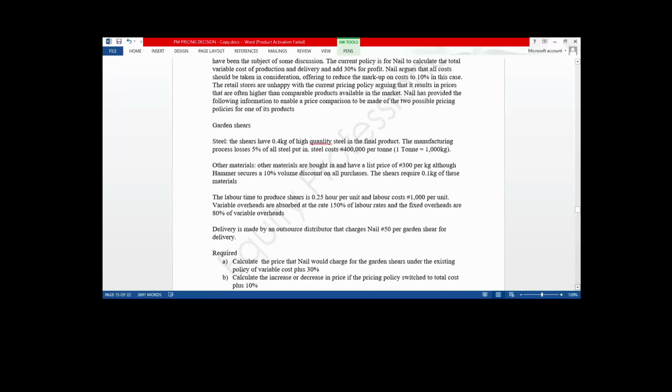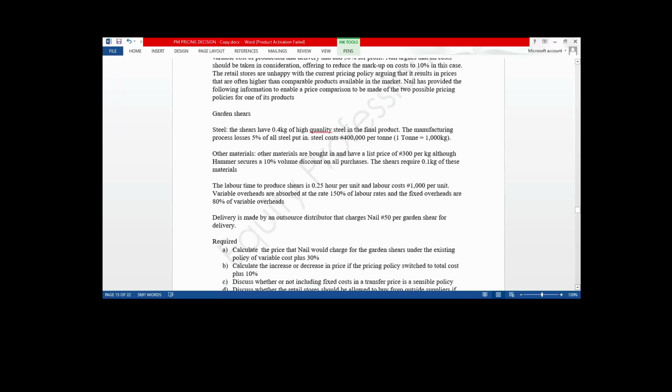Requirements. A. Calculate the price that NAIL will charge for the garden spare under the existing policy of variable cost plus. B. Calculate the increase or decrease in price if the pricing policy switches to total cost plus 10%. C. Discuss whether or not to include fixed cost; we can take this later. All right.